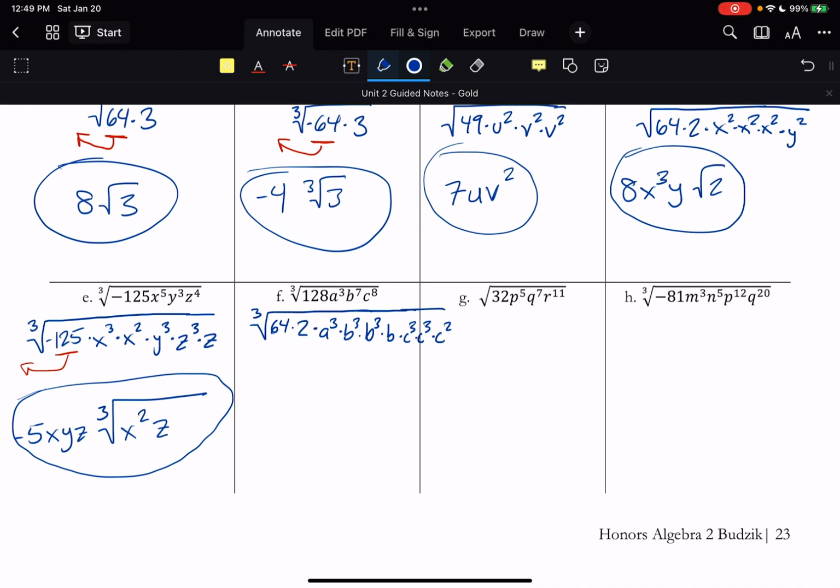So the cube root of 64 is 4. I have one full triple A, so I have 1 a. I have two sets of b's, so that's going to give me b squared. I have two sets of c's, it's going to give me c squared. And then left inside of my cube root is the 2. I have a b, and I have two c's.